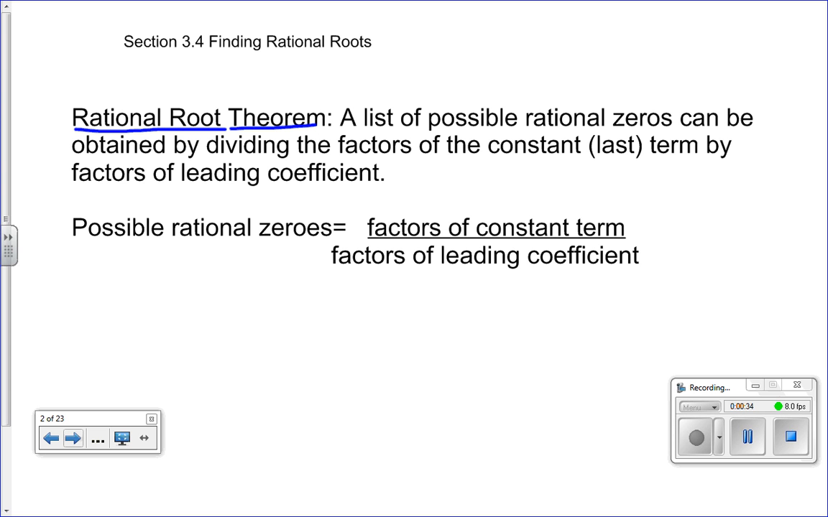A list of possible rational zeros can be obtained by dividing factors of the last term by factors of the leading coefficient. So once again, these are candidates, not actual zeros. Candidates, these are possible zeros for a polynomial. Factors of the last term or constant term divided by factors of the leading coefficient.